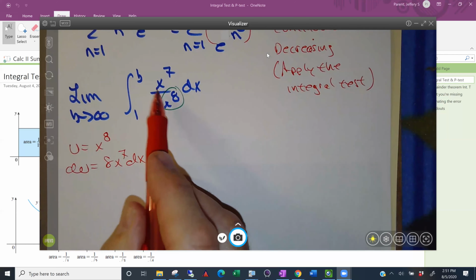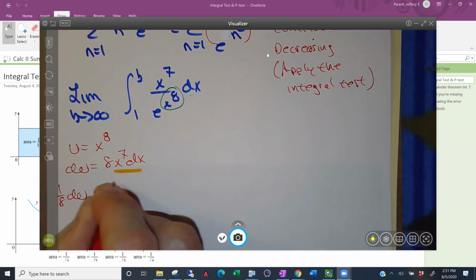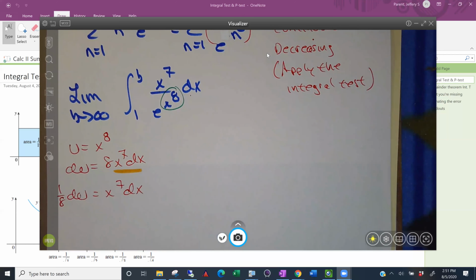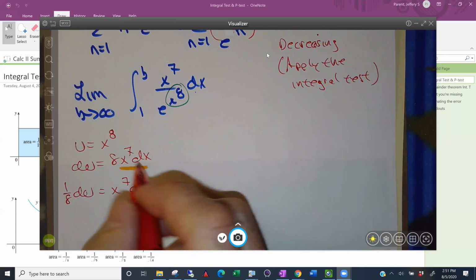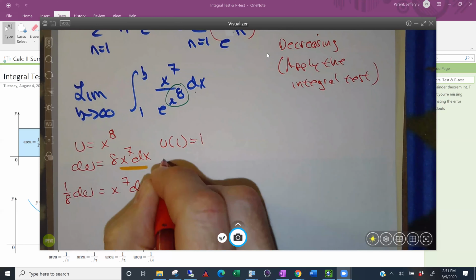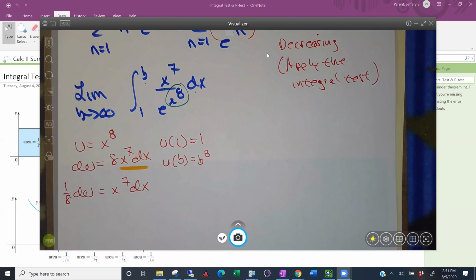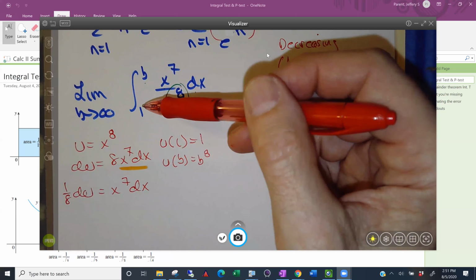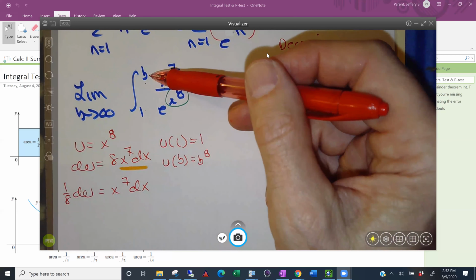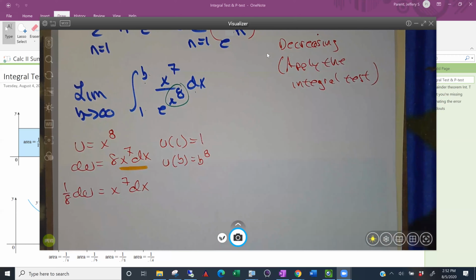Now in the integrand, I'll get x to the 7th dx, so I want to get that part by itself. I can multiply both sides by 1/8. But I'm going to do something else here, and that is I'm going to change my limits of integration. U of 1 is still going to be 1. U of b is going to be b to the 8th power. You don't have to change your limits of integration, but if you're not going to change them at this point, then the variables 1 and b really shouldn't be written as part of your integral, because your limits of 1 and b apply to x, not to u.